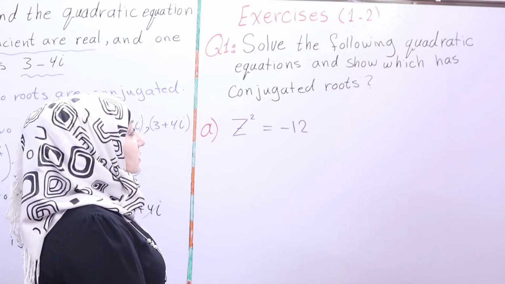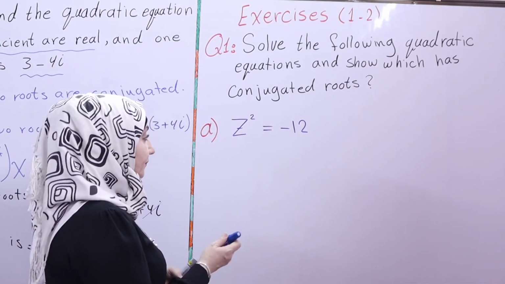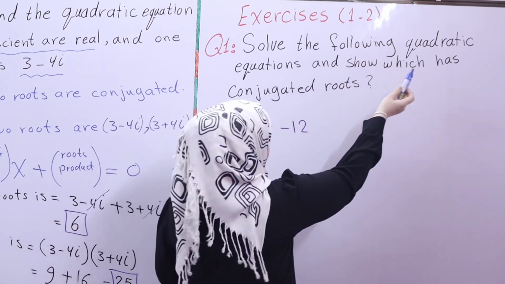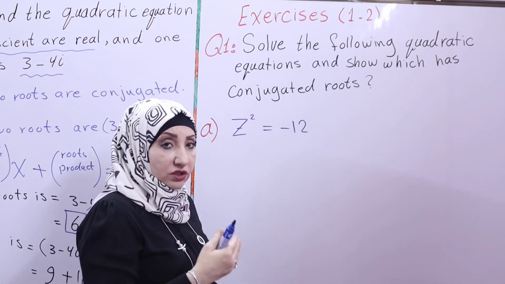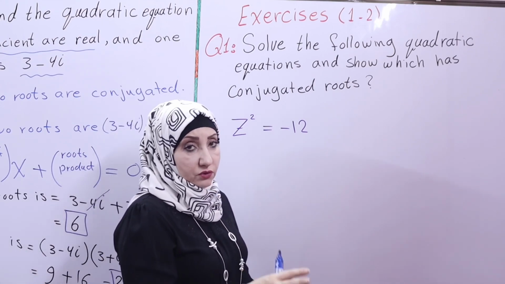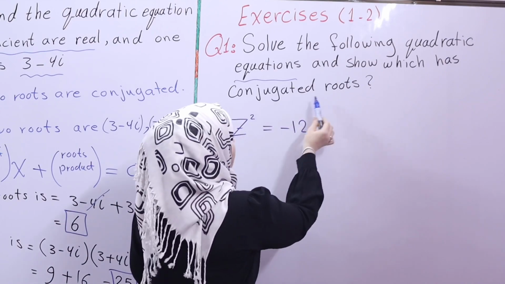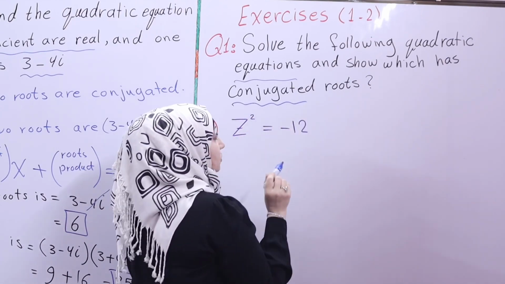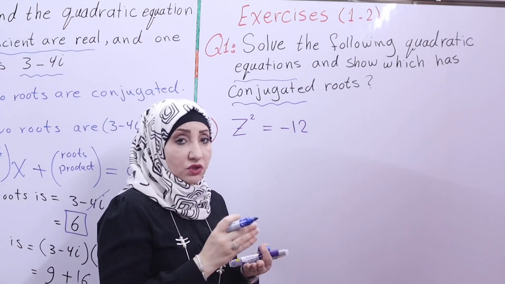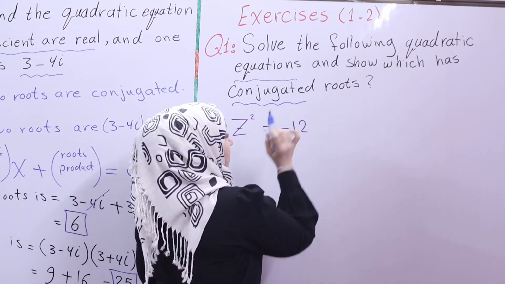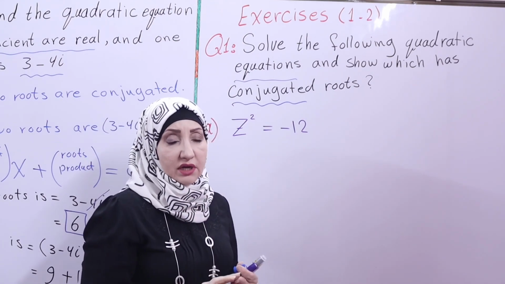Question 1. Solve the following quadratic equations and show which has conjugated roots. Solve the following quadratic equations means find the set of solution. And show which has conjugated roots, meaning which of them has two conjugate roots. The roots may come out conjugated, or they may not. We determine whether the two roots are conjugates or not.